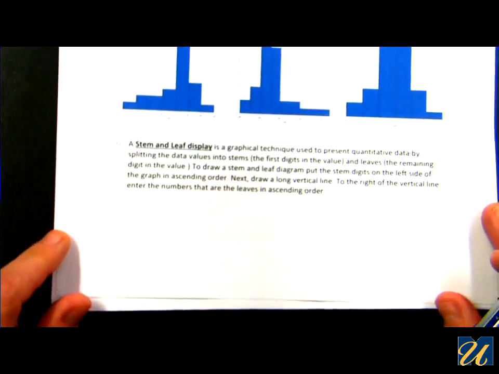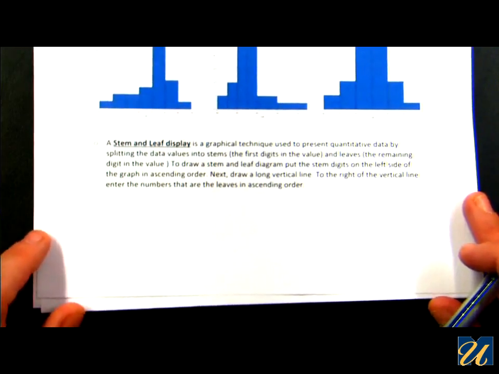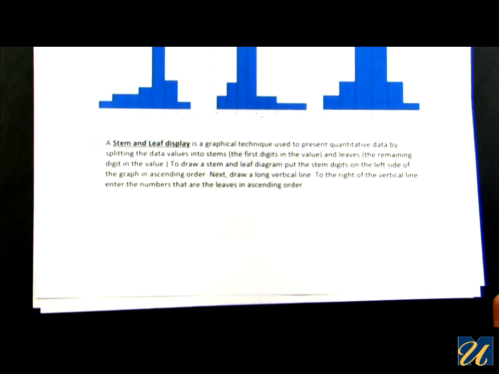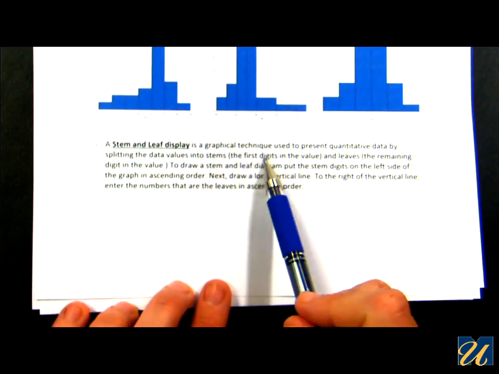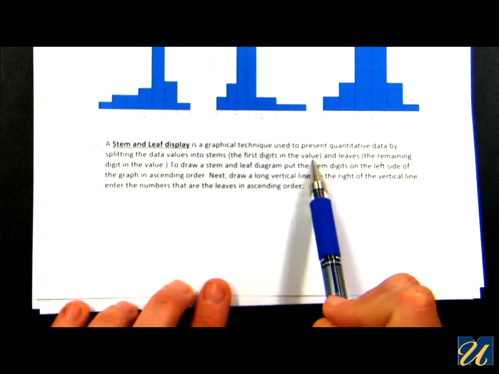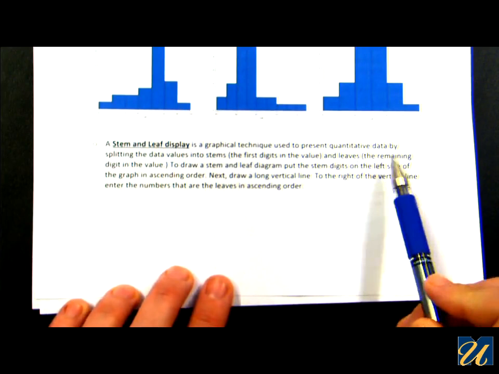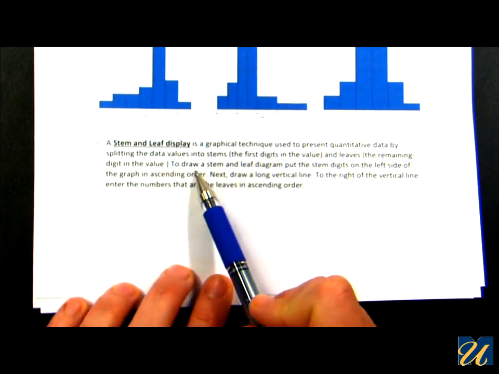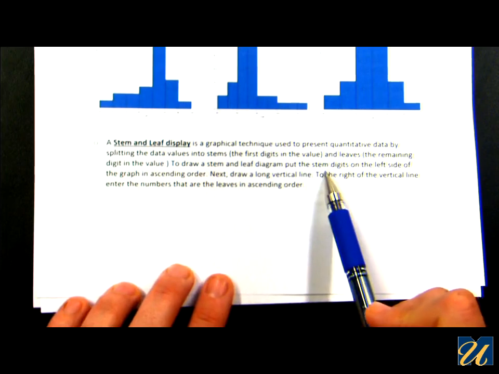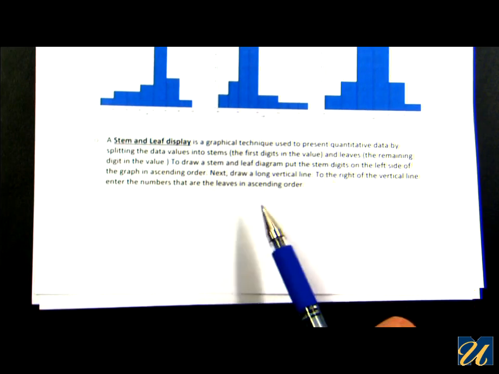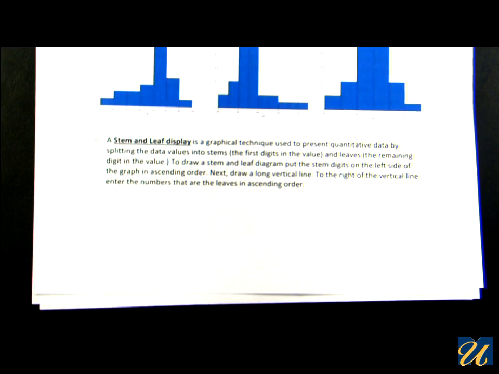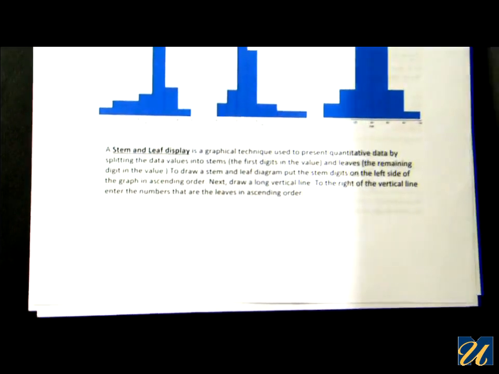Now, a stem and leaf display is a graphical technique used to present quantitative data by splitting the data values into two parts, stems and leaves. The first digit in the value will be your stem, and then the leaves, the remaining digit in the value. To draw a stem and leaf diagram, you put the stem digit on the left side of the graph in ascending order. Then you draw a long vertical line, and to the right of the vertical line, you enter the numbers that are the leaves in ascending order. The stem and leaf display should always be ordered.